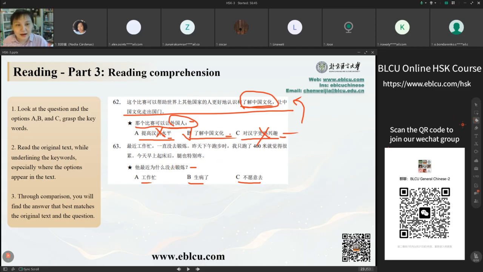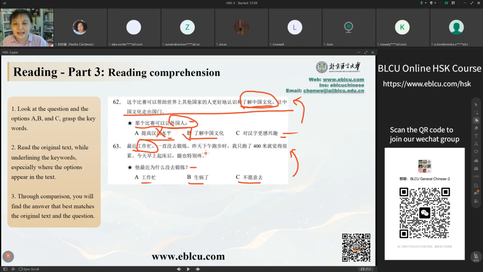Okay, so now let's go back and read it. 最近工作忙. Can you choose right now? You don't need to read the rest, right?